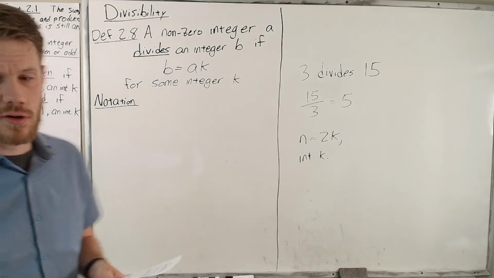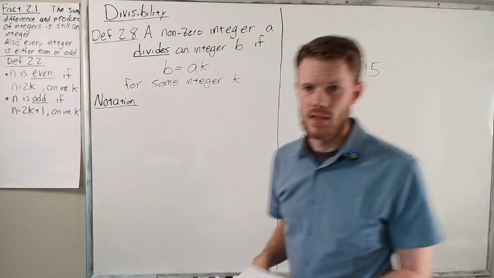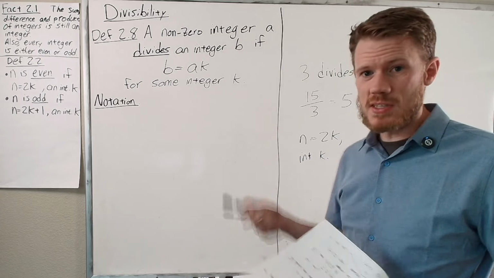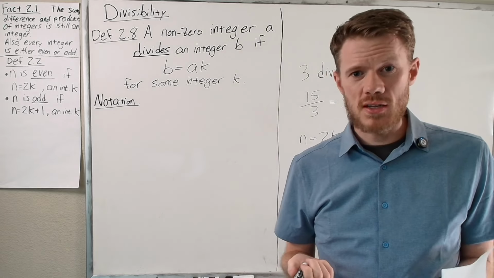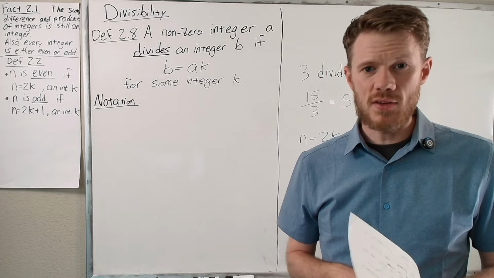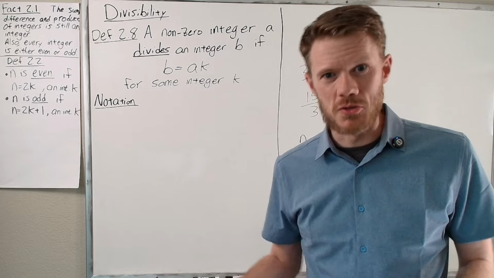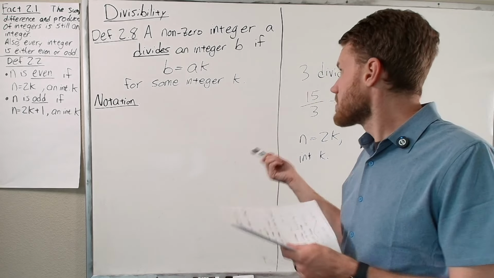It's very similar to definition 2.2 of an even number, as it should be, because I mentioned that this is sort of another level of abstraction from the definition of an even. Well, that's exactly right. What does it mean to be even? It means 2 divides you.